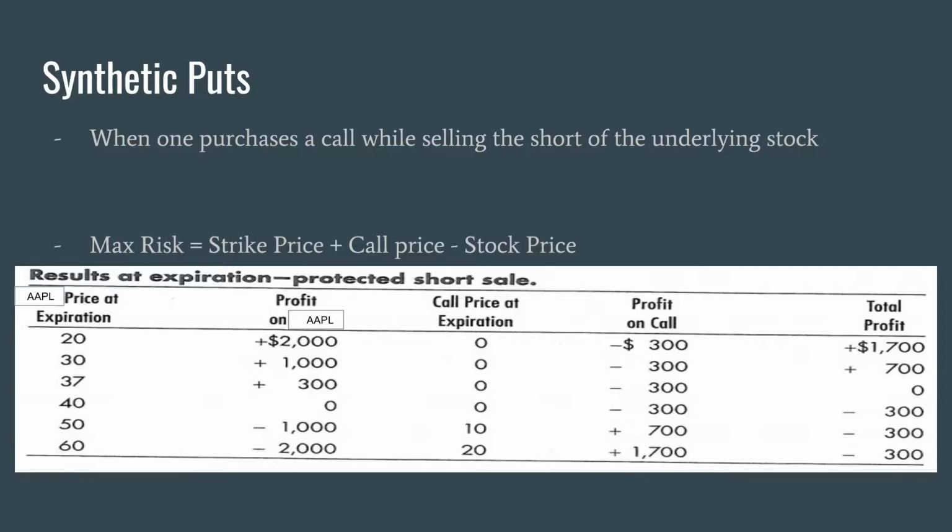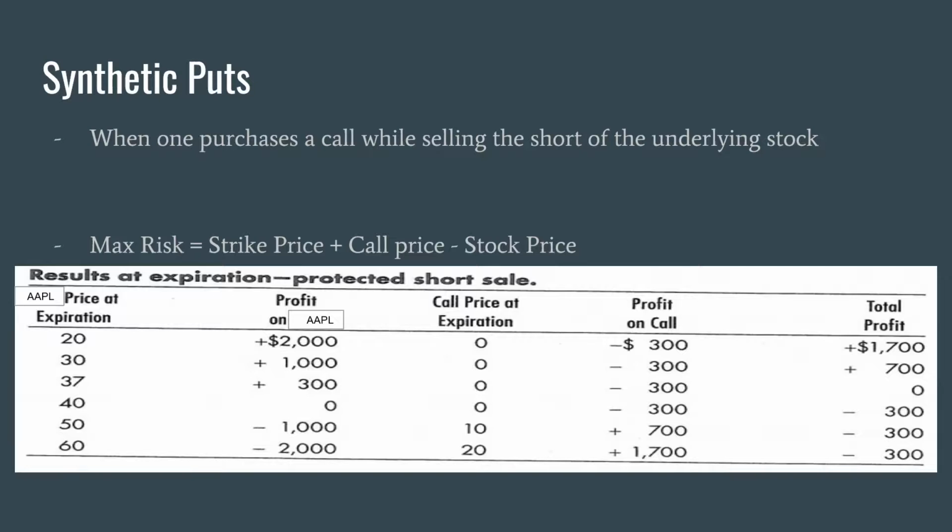To calculate one's maximum amount of risk when dealing with synthetic puts, you would take the striking price of the purchased call plus the call price minus the stock price. To illustrate, let's look at an example where an investor sells Apple stock short at 40 and simultaneously purchases an Apple July 40 call option for 3 points. Given this example, a variety of outcomes can occur.